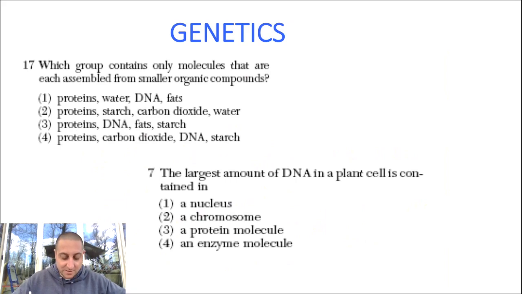Some other questions, I'll answer these 2, and we'll call it a day. Which group contains only molecules that are assembled from smaller organic compounds? Remember, CHON, and then P. That's going to be proteins, DNA, fats, and starch, aka carbohydrates. The largest amount of DNA in a plant cell is contained where? Always going to find it in the nucleus.